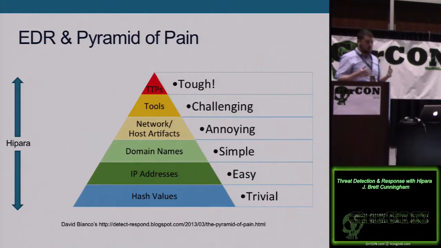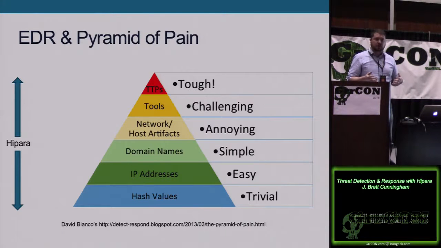Tools. This is where Yara really starts to shine. You're able to describe what tool you're going after, what tool you're trying to stop with the Yara signature. And this is what Hipara uses when it is checking every single file that is opened by your end users as they're opening it. Then TTPs.